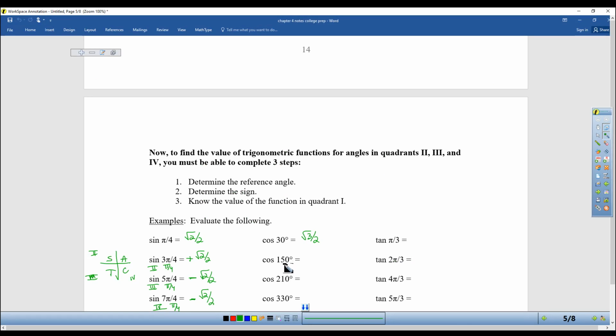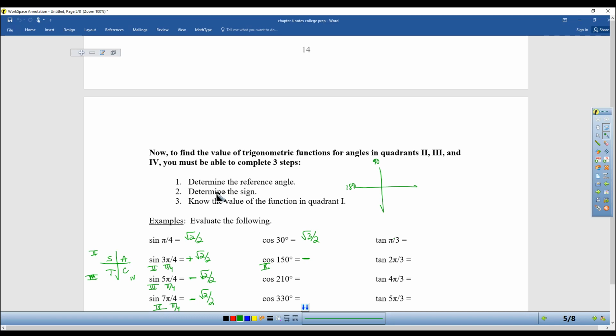So 150 is in quadrant 2. Remember, you have to know this is 90, this is 180, so you have to know where it is. So it's in quadrant 2, and looking at my little forecast, cosine isn't positive there, so I know it's going to be negative, so I determine the sine.